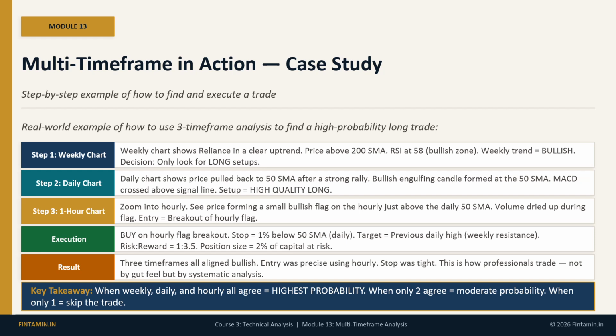Step 3, 1 hour chart. You zoom into the hourly chart. You see a small bullish flag forming just above the 50-day SMA level. Volume dried up during the flag. Entry, buy on the breakout of the flag top. Stop 1% below the 50-day SMA level. Target, previous daily high. Risk to reward approximately 1 to 3.5.